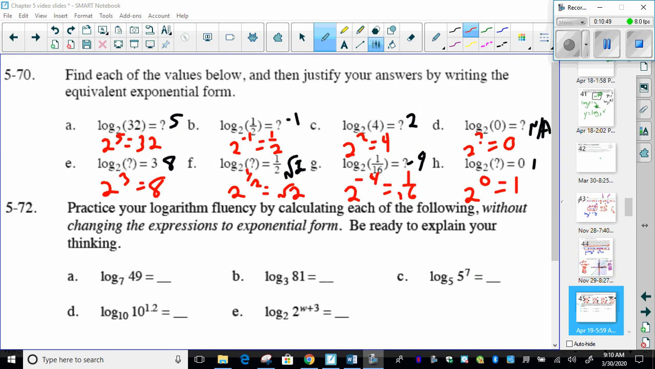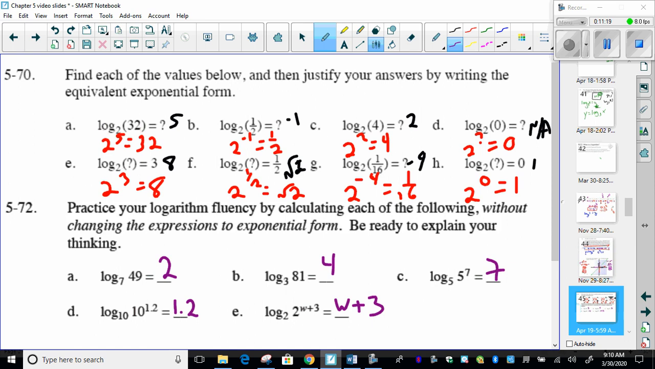So therefore, 7 to what power is 49? That would be 2. 3 to what power is 81? That's 4. 5 to what power is 5 to the 7th? That's 7. Isn't that kind of an easy one? Like when you actually think it through. 10 to what power is 10 to the 1.2? Well, that has to be 1.2. And then 2 to what power equals 2 to the w plus 3? Odd, but it's just w plus 3.